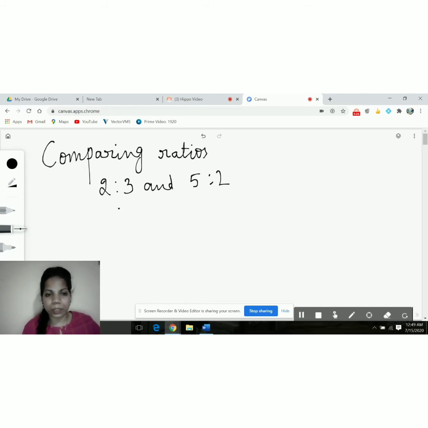Now we have to first express these ratios as fractions. 2 is to 3 can be expressed as 2 by 3 and 5 is to 2 as 5 by 2. Now what we have to do is find the LCM to convert both these fractions into like fractions. So the LCM of 2 and 3 is 6, right? These two are prime numbers. So the LCM of any two prime numbers is the product of those two prime numbers. That means 2 into 3 is equal to 6. So the LCM is 6.